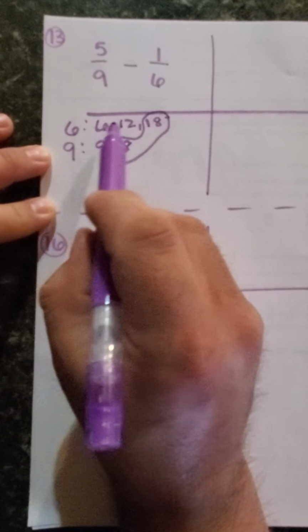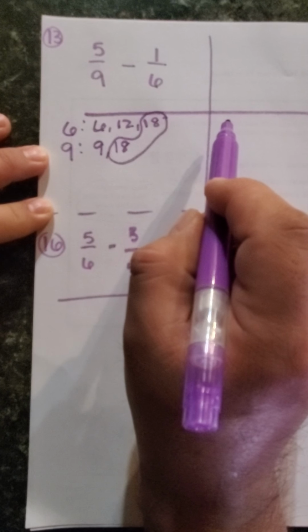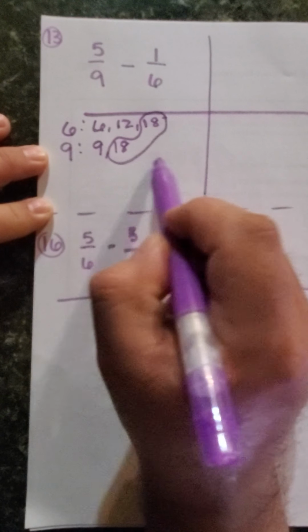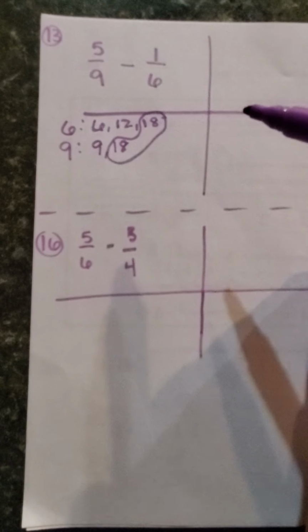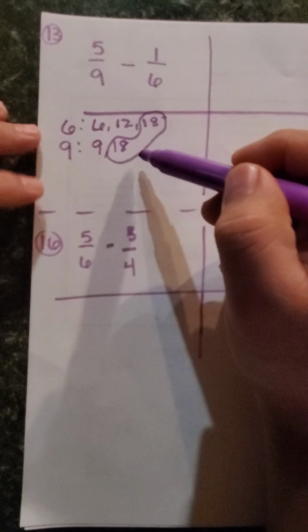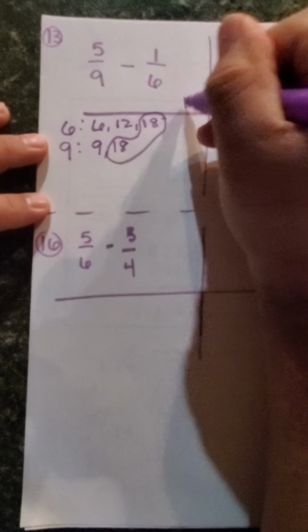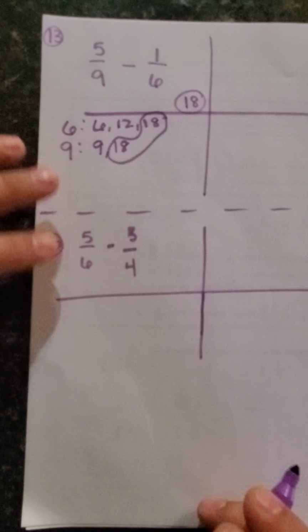Now, if you would have kept going, you would have gotten 36 up here because 6 times 6 is 36. And then you would have gotten 36 over here. 9 times 4 is 36. So there's even a smaller one than 54. Okay, but 18 is the easiest one. That's the least common multiple. I'm going to circle it.